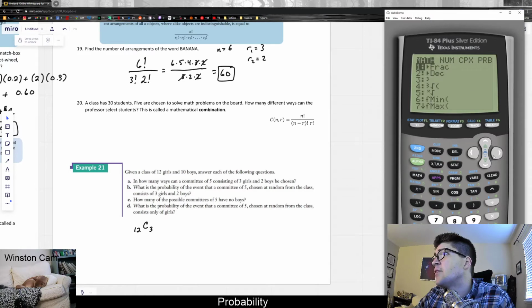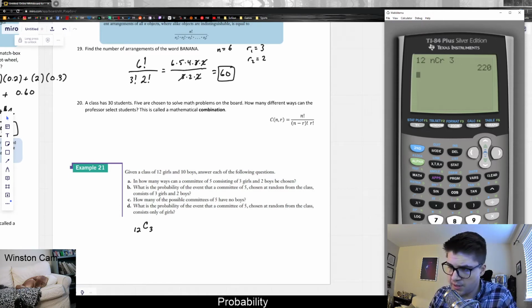Let's see, it's in the math menu. If you go to math and then you scroll over to PRB, we can find our nCr and nPr formulas. And you need to do 12 choose 3. Which would give us 220. So basically there are 220 ways of forming the 3-girl committee.